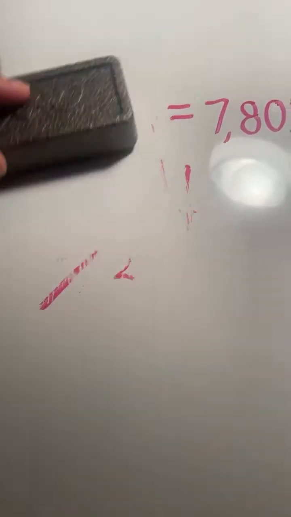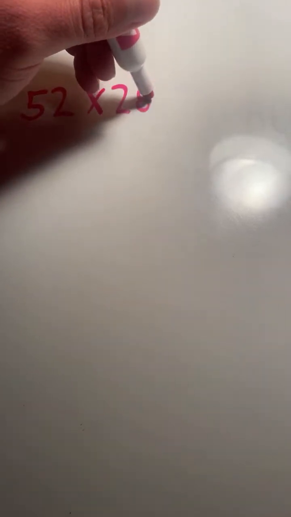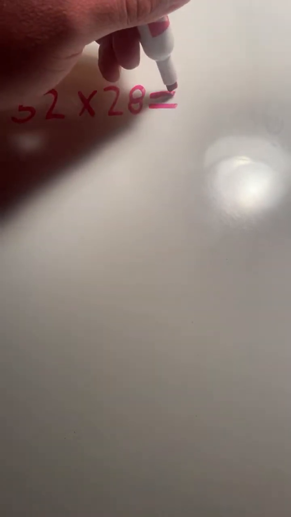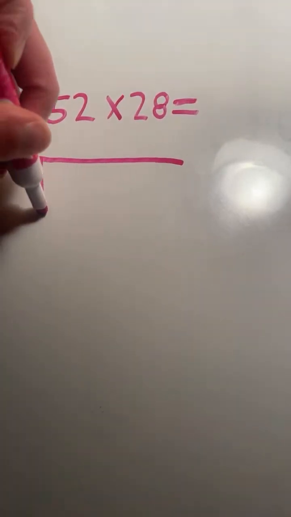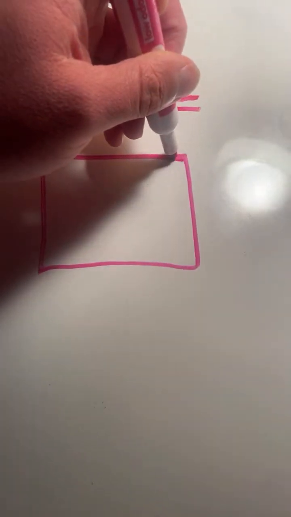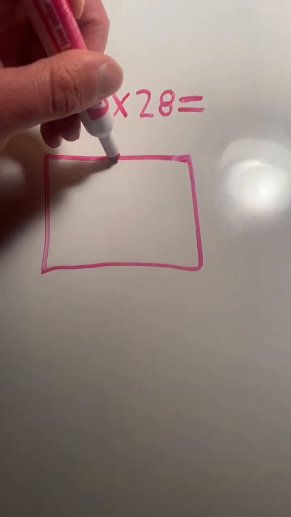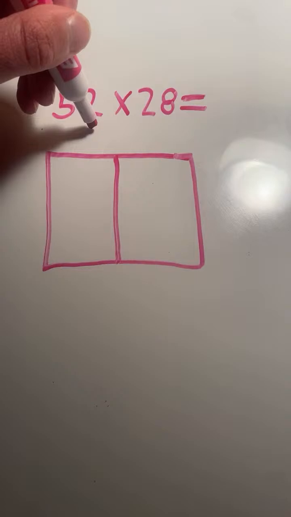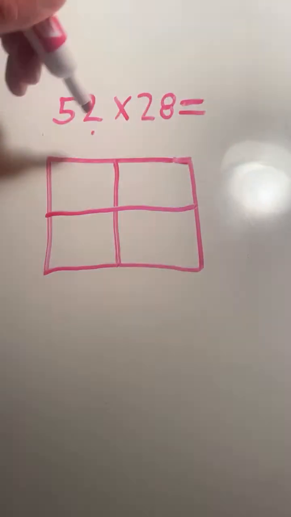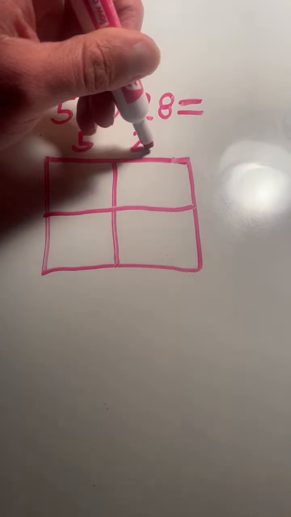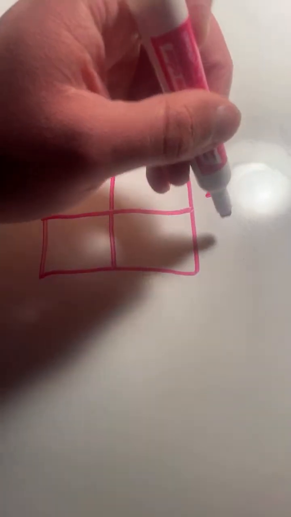All right, moving on to the next example. 52 times 28. That'll be our next example problem. Going to draw our Lattice method model now. So we have to draw a square. Each digit in this problem gets its own square. So for 52, we have the 5 and the 2 on the top. Then along the side, we have the 2 and the 8 in 28.